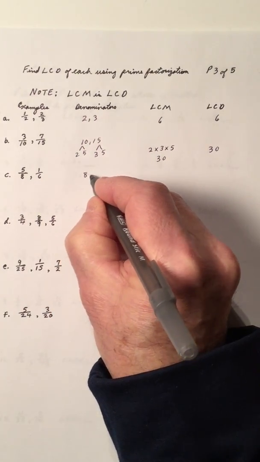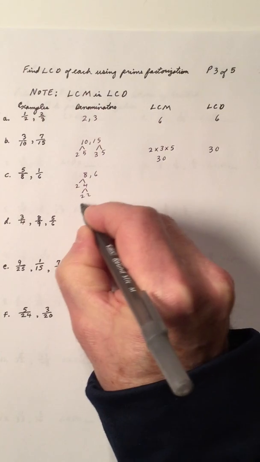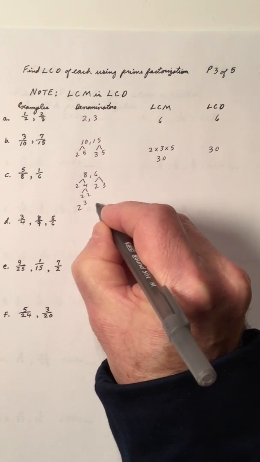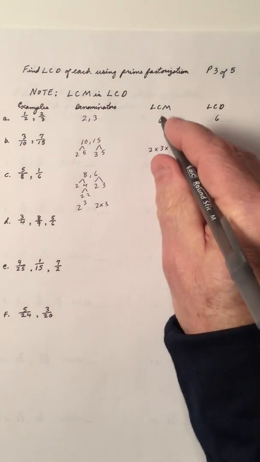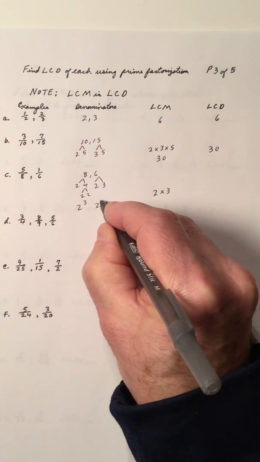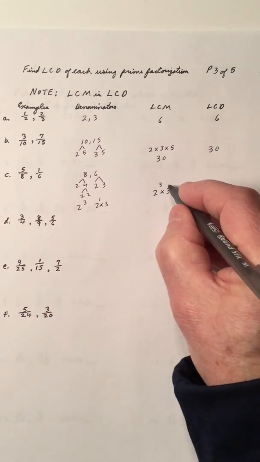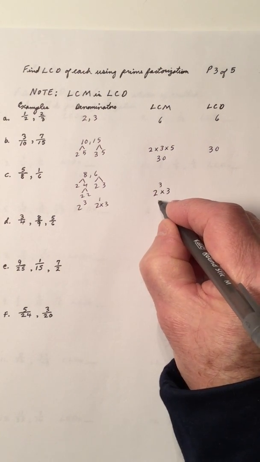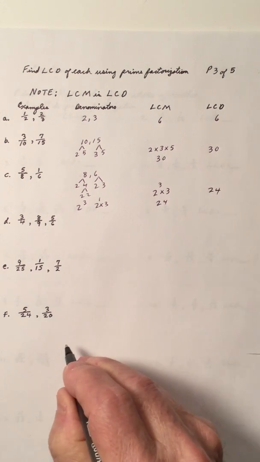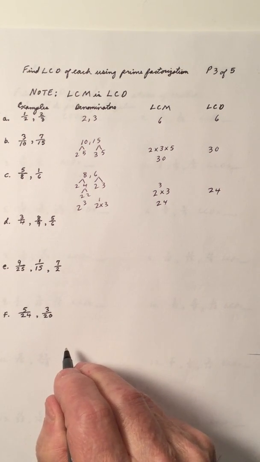The denominators are 8 and 6. Break it down. 2 times 4, which is 2 times 2. So that's 2 cubed. 6 is 2 times 3. Least common multiple, we have to write down the factors of 2 and 3. The largest exponent of 2 is 3. Remember, that's 2 to the 1, understood. So we take a 3. 3 is only one 3. So that's 8 times 3 is 24. So the least common denominator is 24. Remember, least common denominator is your least common multiple. Just work them out the same way.